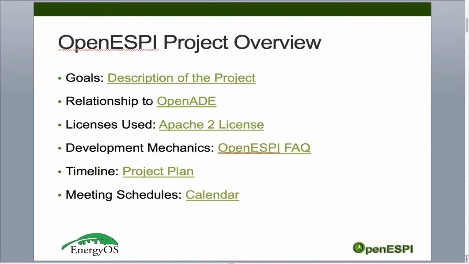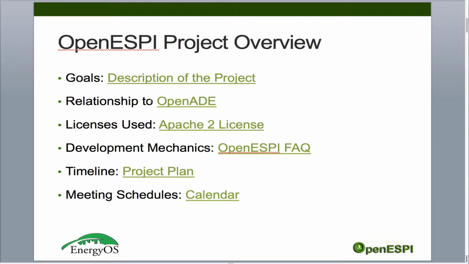The OpenSB project is intended to support the OpenADE project by providing a readily available implementation of the ESPI and Green Button services that can be used as a baseline for the interoperability testing of Green Button.